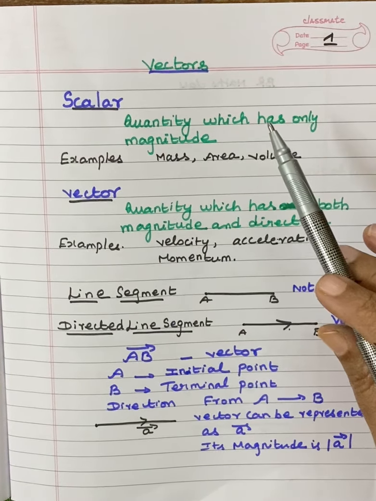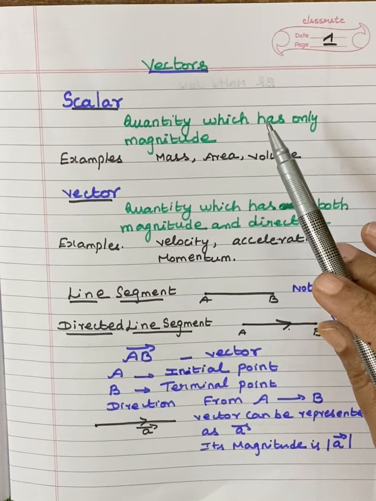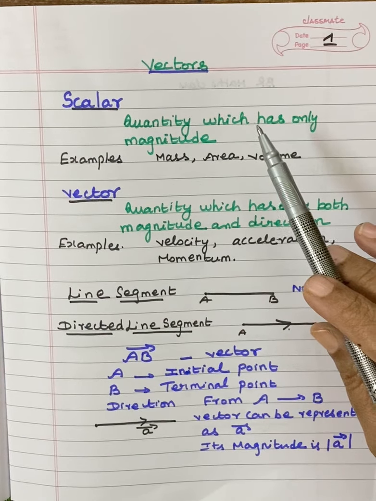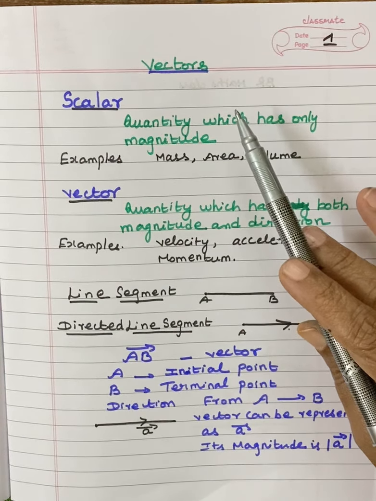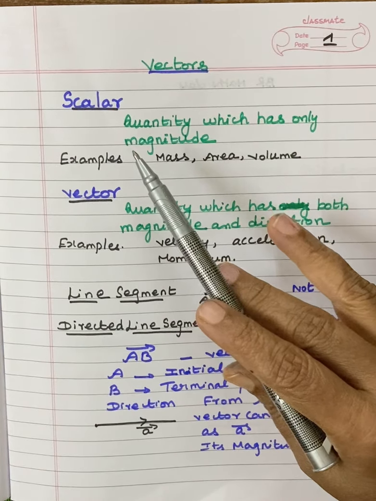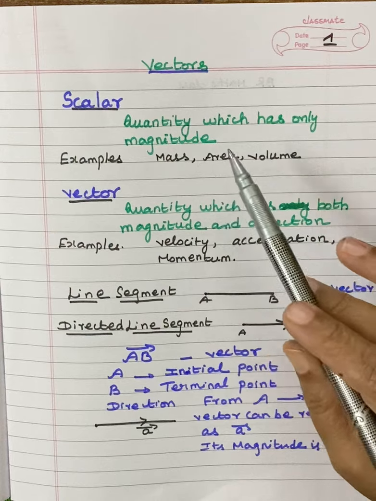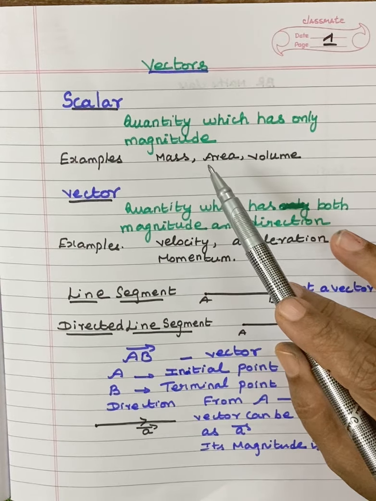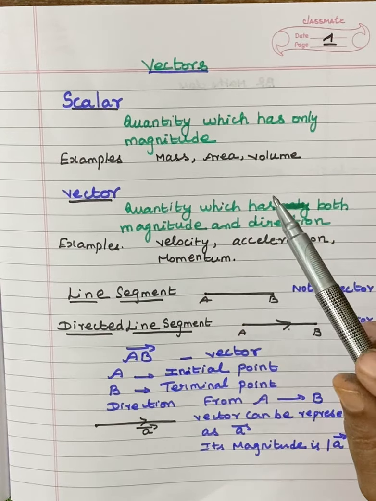Today we are going to learn about the 8th chapter in 11th standard mathematics, vectors. So first we'll see what is scalar. A quantity which has only magnitude is called scalar.